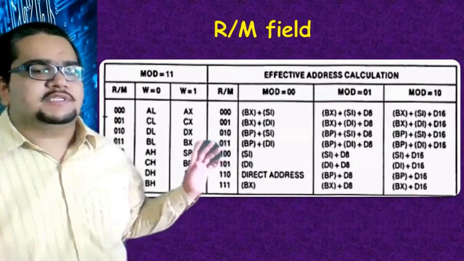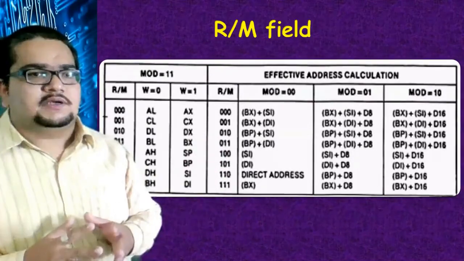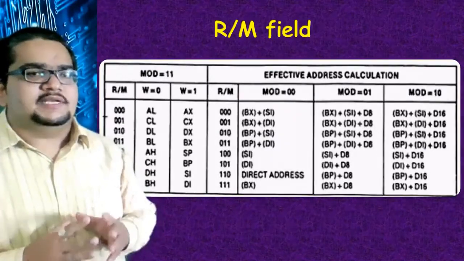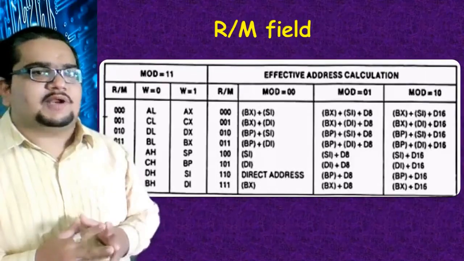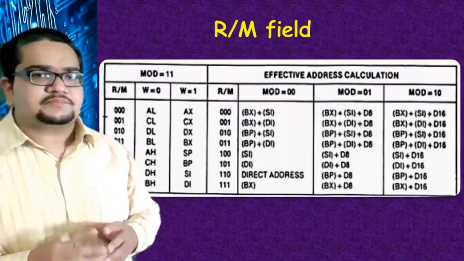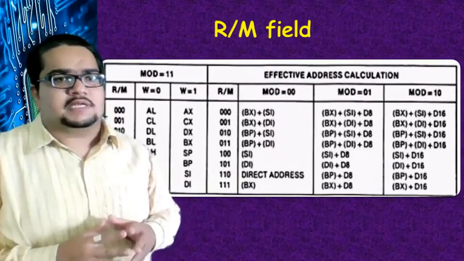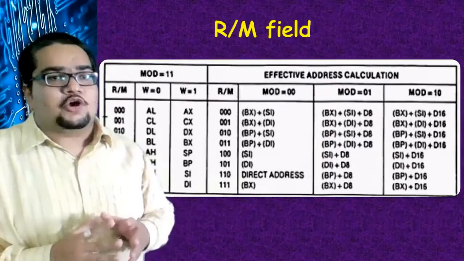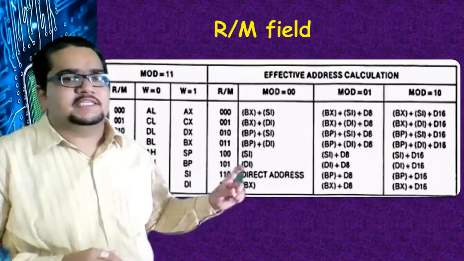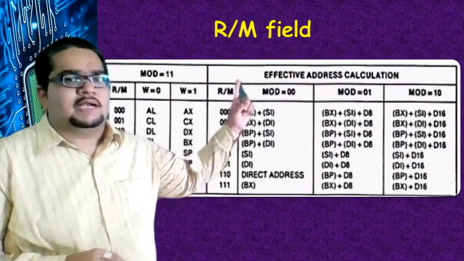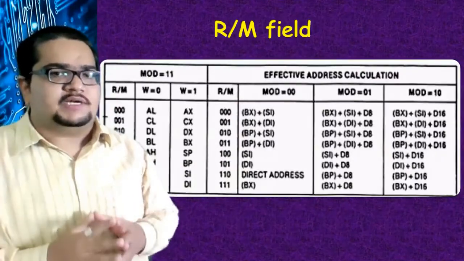The first half of this table, the left-hand side, is regarding the mode bits being 1 and 1. At that time the r/m field works the same as the reg field. The codes we saw earlier for the reg field apply here also. But on the other side of this table, there are 3 different columns for the 3 different mode bit values, that is 0 0, 0 1 and 1 0. As the title of this right-hand side table gives us, it is meant for calculating the effective address.